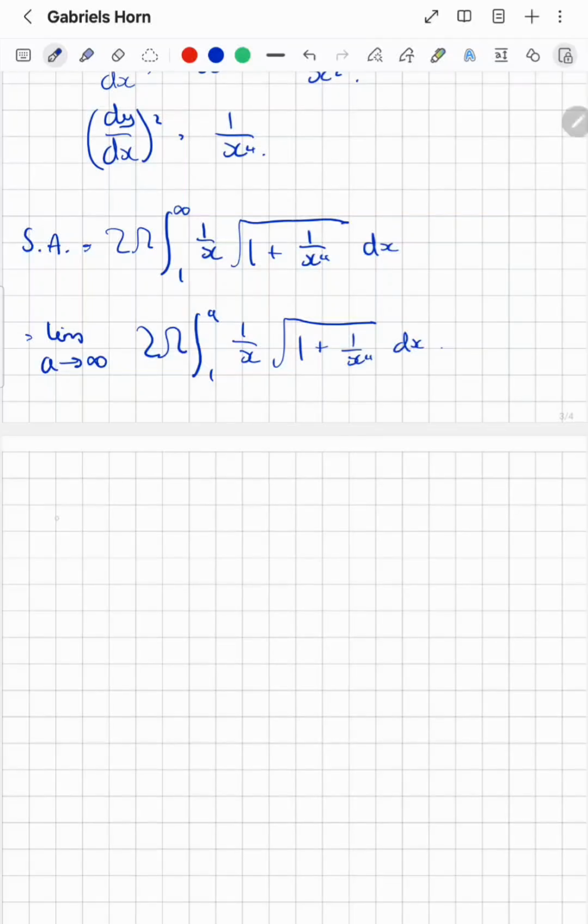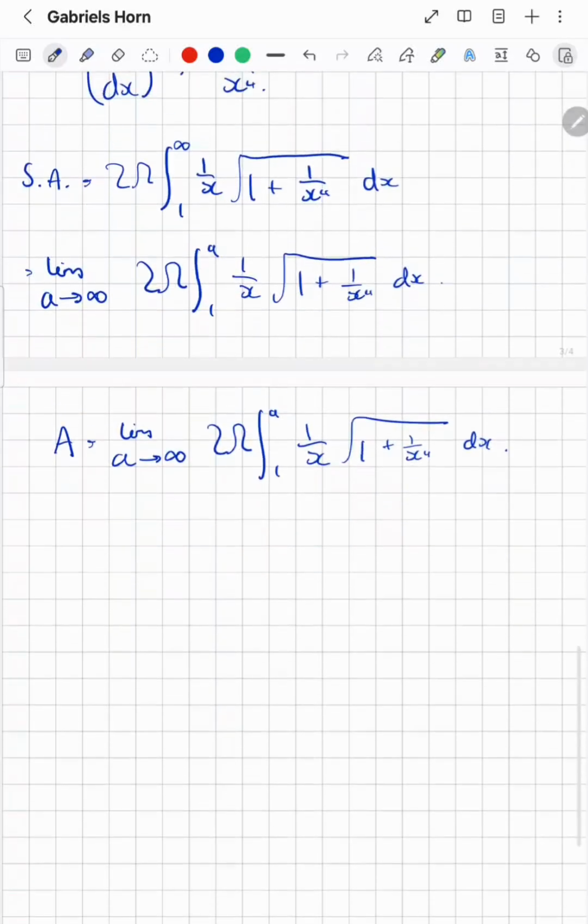Let's label it A. So A is equal to the limit as a tends to infinity of 2π times the integral between a and 1 of 1 over x times the square root of 1 plus 1 over x to the 4, dx. On the same axes, I'm going to try and draw the graph y equals 1 over x and y equals 1 over x multiplied by the square root of 1 plus 1 over x to the 4.